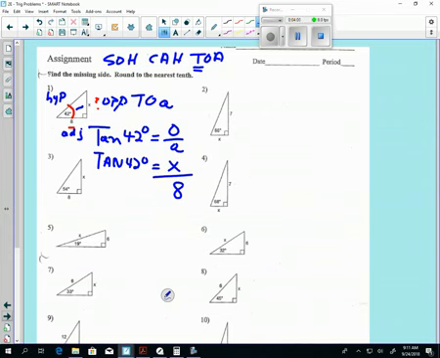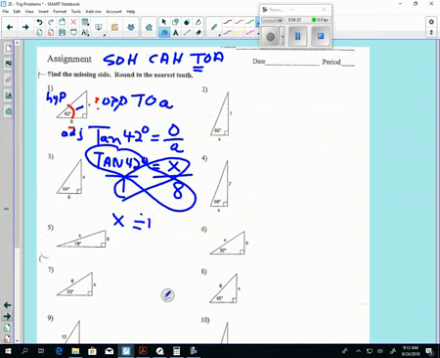Remember, when we have equalities, proportional statements, any number, rational number, can be put over 1. It doesn't change the value. Now to solve it, I just cross multiply. So my first thing is 1 times x, which is x, 1x, equals tan 42 times 8.